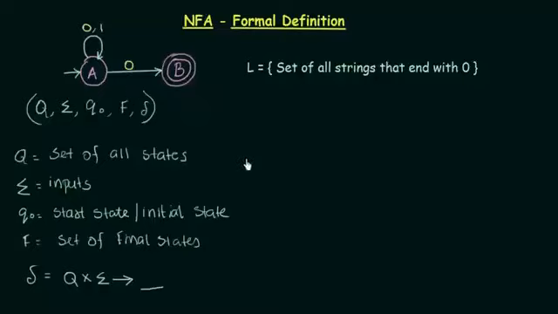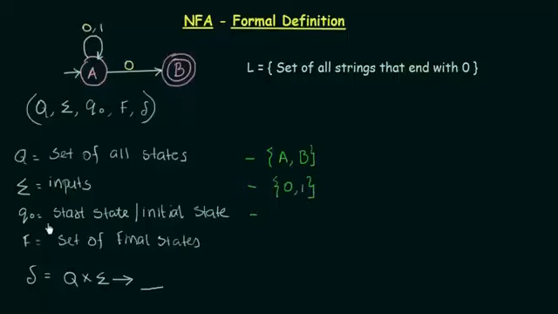So in this particular example, what is Q? Q is the set of all states. So what are the set of all states here? The only states we have are state A and state B. So it is A and B. Alright, and sigma is the inputs. So what are the inputs we have? The inputs we have are zeros and ones. The inputs are 0 and 1.